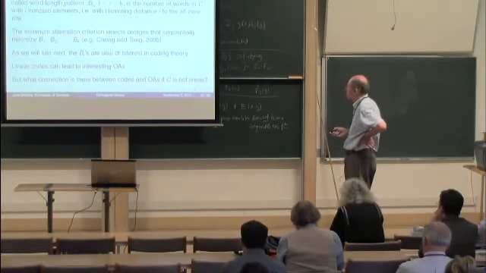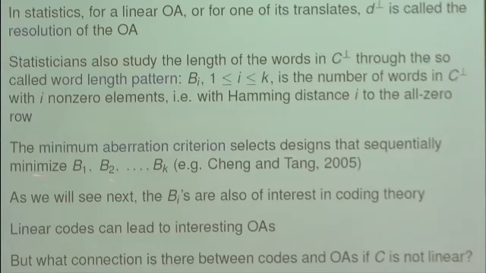The minimum aberration criterion selects designs based on these B_i. It sequentially minimizes B1, B2, to Bk. So, usually, if for example you're thinking about resolution 3, then you want B1 and B2 to be equal to 0. You want B3 to be as small as possible. And among all the arrays that have the minimum B3, you want B4 to be as small as possible, et cetera. So you do this sequentially. And there's a nice paper that looks at generalized minimum aberration by Cheng and Tang in 2005. So these B_i are also of interest to coding theory, as I'll show you in just a moment.